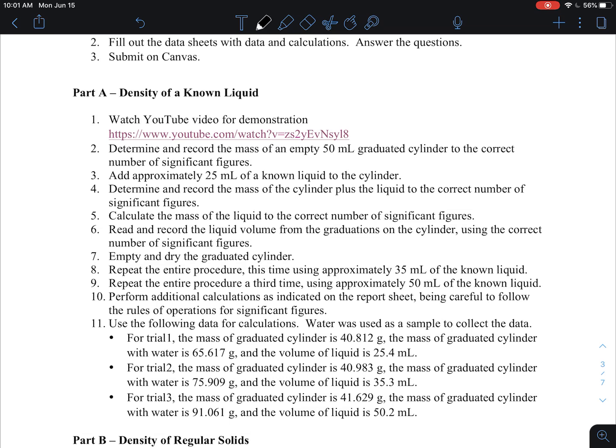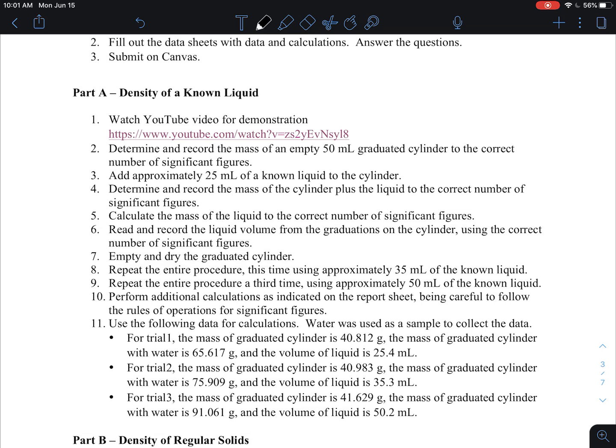Then, after you take the mass of the empty cylinder, you're going to fill 25 milliliters of a known liquid into the cylinder. Before you move on, I would record. Now, even though you want 25, that doesn't mean you're going to get exactly 25. You might have 25.5, 25.10, etc. Depending on how many digits you want, record your volume. Now that you have it inside the graduated cylinder, you replace it on the scale and you record the mass.